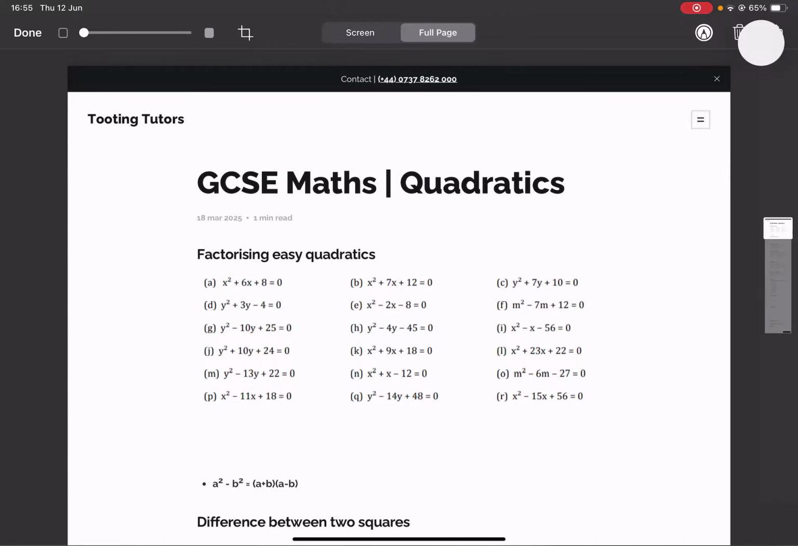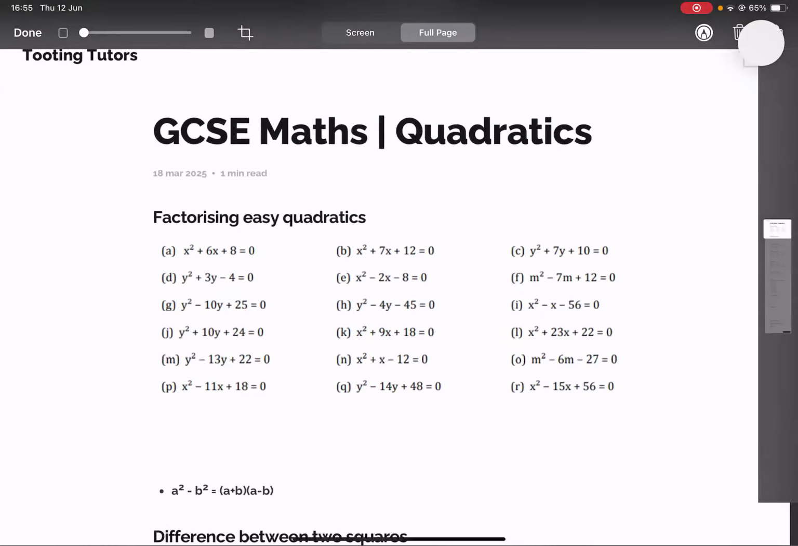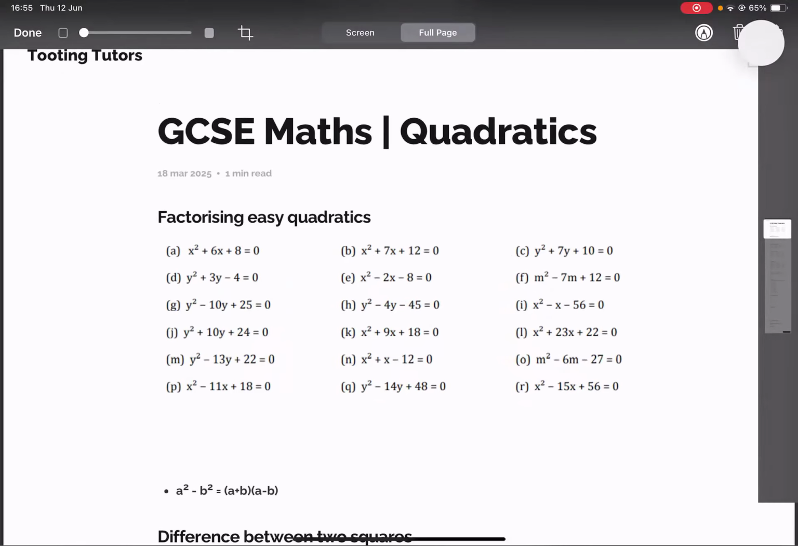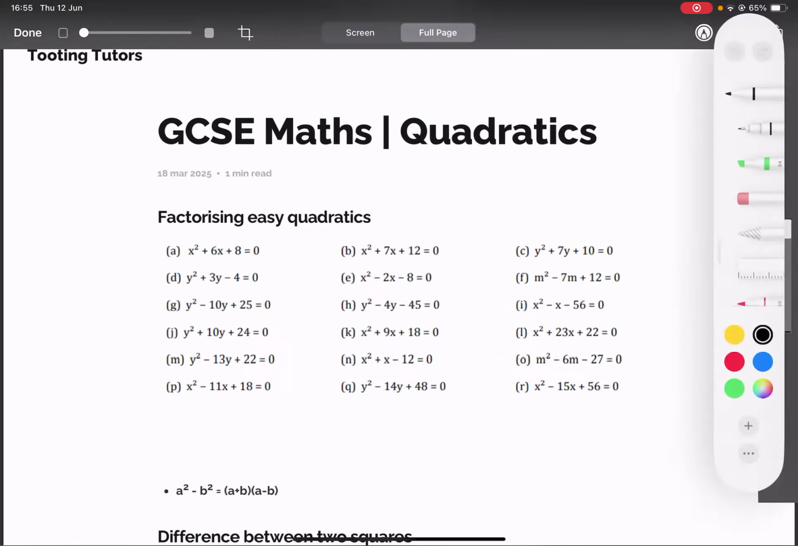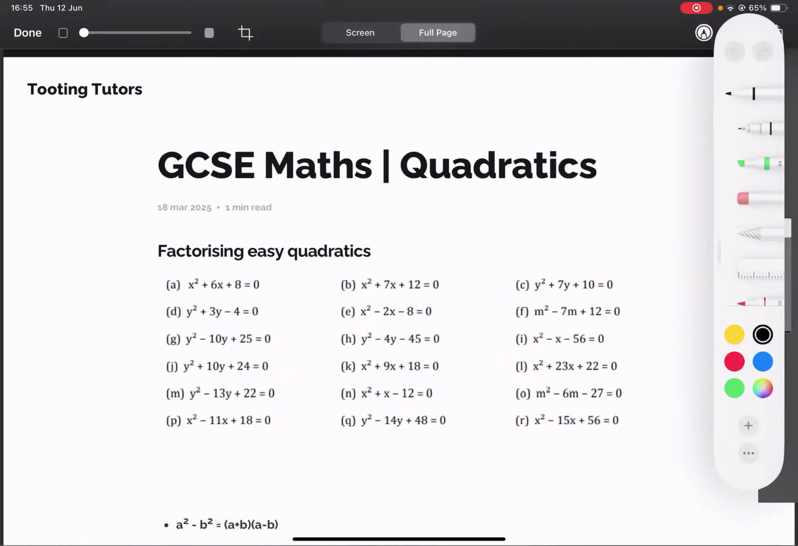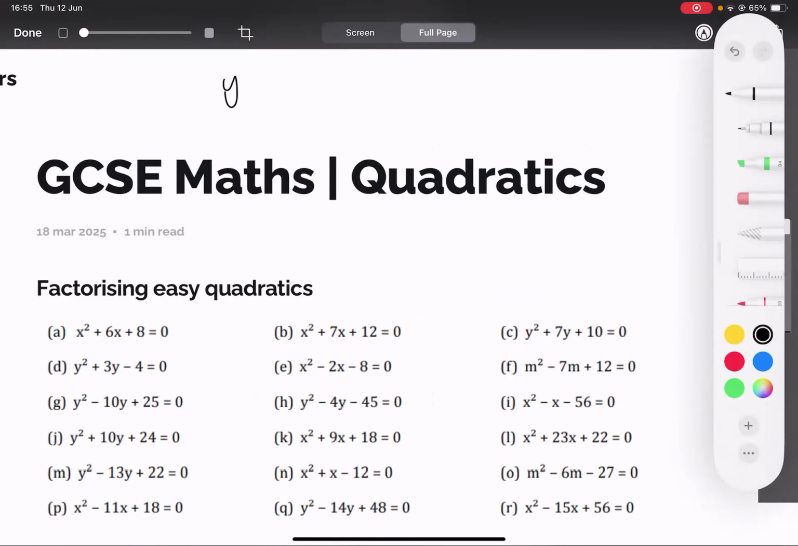You know how to factorize these types of quadratics? No. So, first of all, do you know what a quadratic looks like? What shape is it? No, I'm not sure. Okay. So you know how you have straight line graphs, y equals mx plus c? Yeah. They would look like this, right?